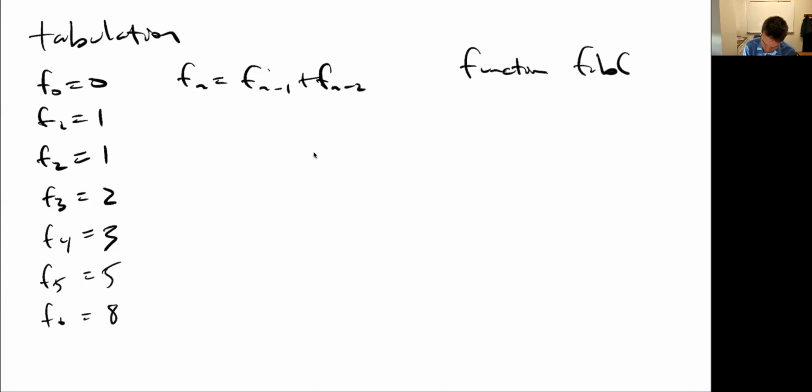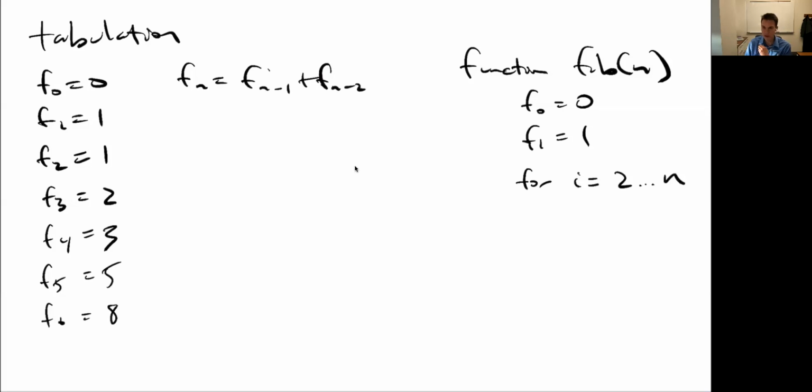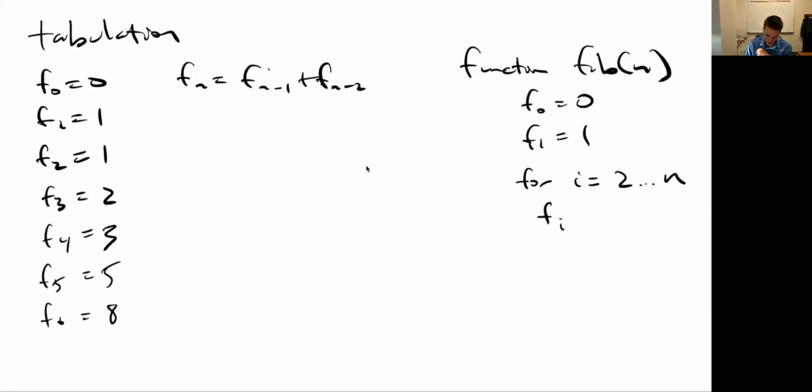Here's my new function for Fibonacci. What I'm going to do is initialize those numbers like we did. Then I'm going to create a for loop, right? So for i equals, I already know 0 and 1, so 2 up to n. This is just a for loop. And then I say f of i is f of i minus 1 plus f of i minus 2.